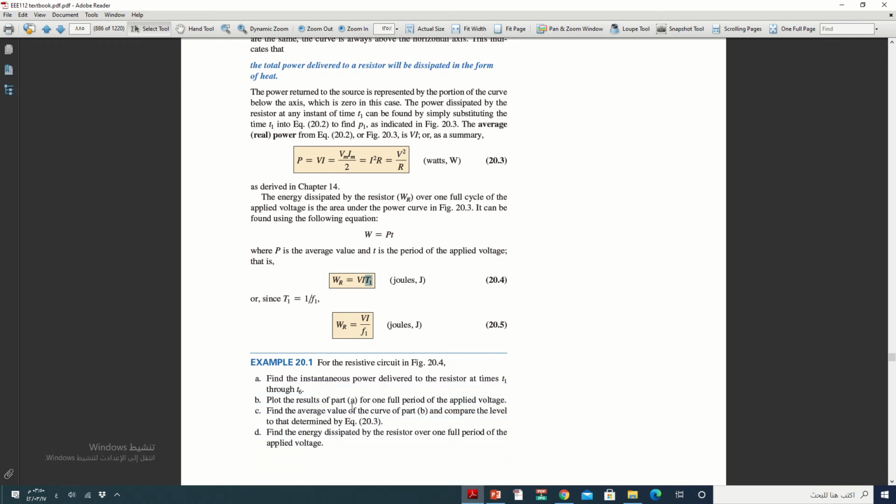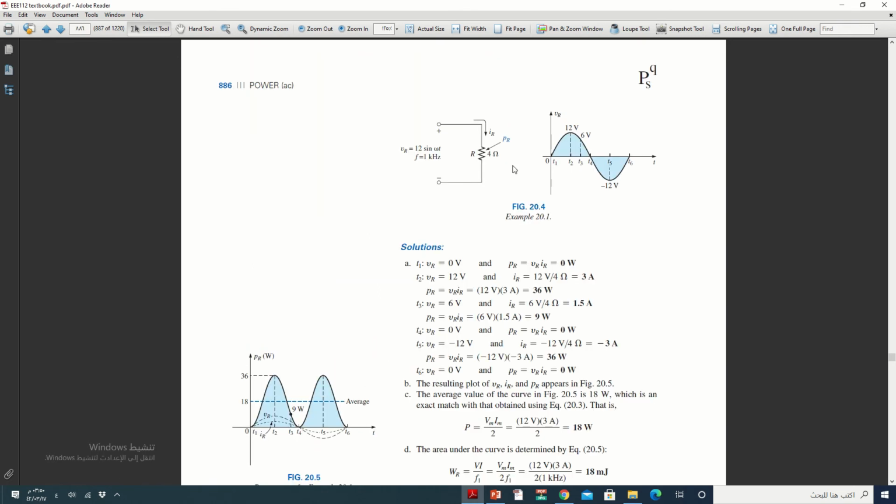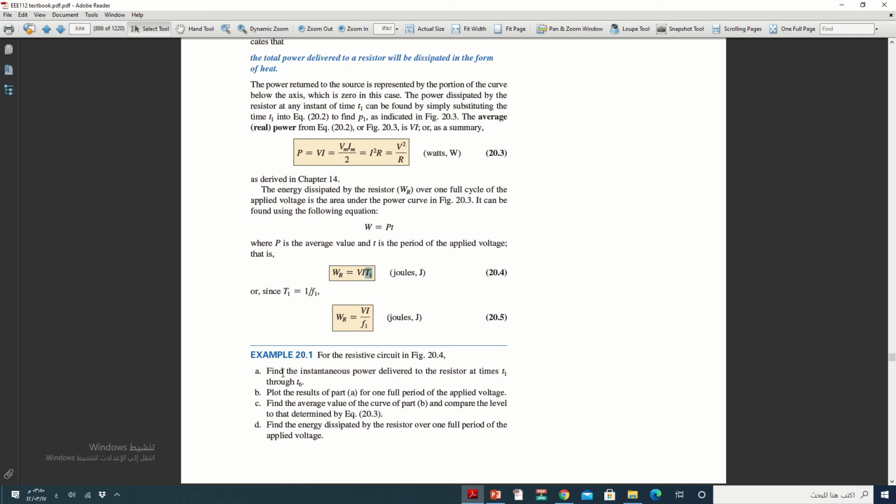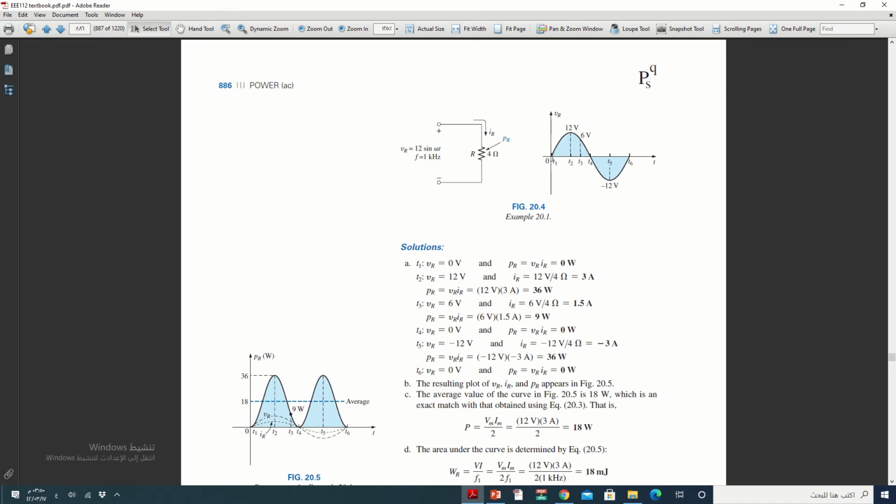Let us go through this example for resistive circuit, figure 20.4, which is here. Find the instantaneous power delivered to the resistor at time t1 through time t6. We need to find the instantaneous power at each time, t1, t2, up to t6. It is clear that at t1, V equals 0. This means V multiplied by I, the instantaneous power, will be 0.